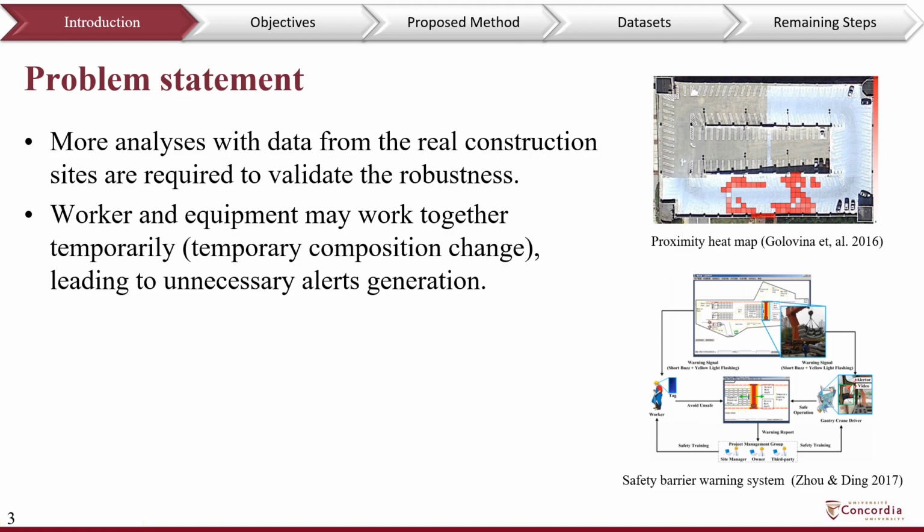Previous researchers conducted analysis to reveal the accident prediction, but this data is not enough to validate the robustness. Moreover, for previous researchers on proximity events, there were unnecessary alerts generated. As the workers and the equipment cannot work together with the same speed, there should be more realistic analysis for the proximities of the workers and the equipment which work together temporarily.